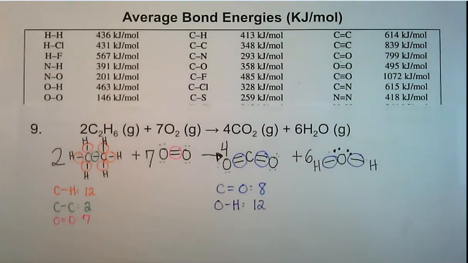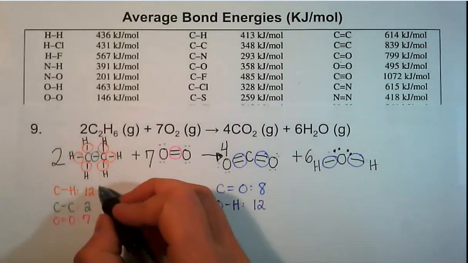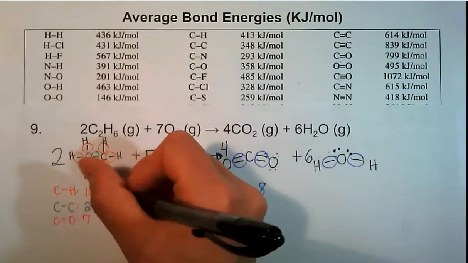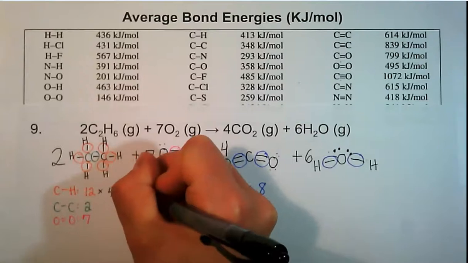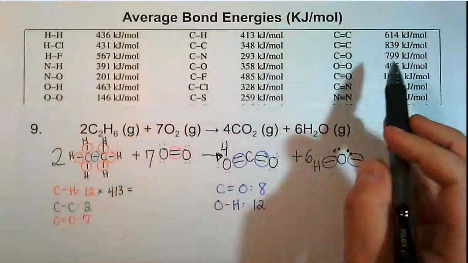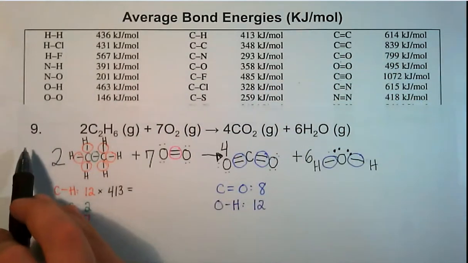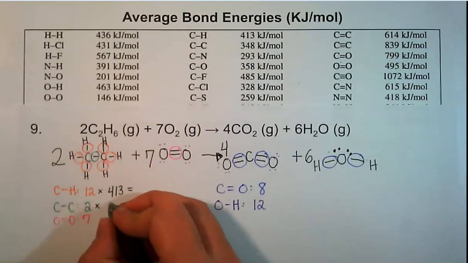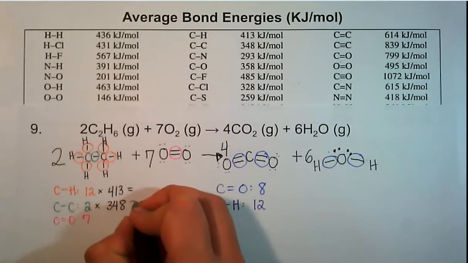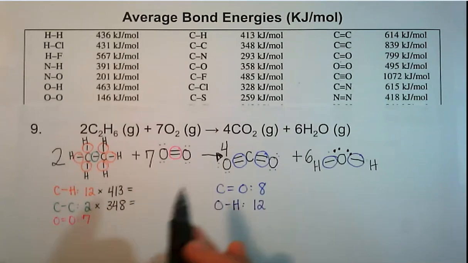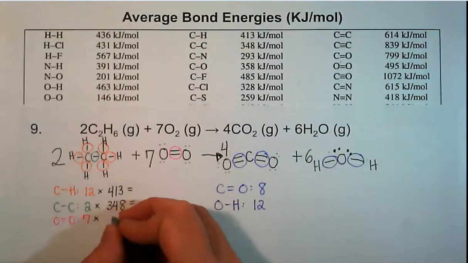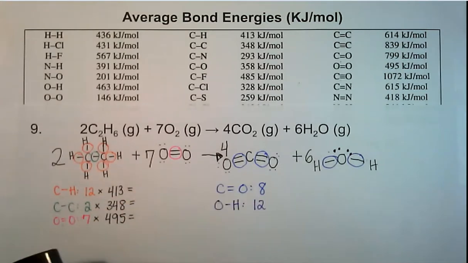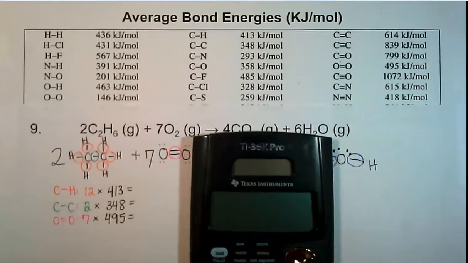Now I need to look up all of these values separately. Carbon-hydrogen, 12 times 413 will give us some answer. Carbon-carbon single bond is 348. 2 times 348 equals some answer. Then oxygen-oxygen double bond is 495. 7 times 495. So let's get some of this added up here.